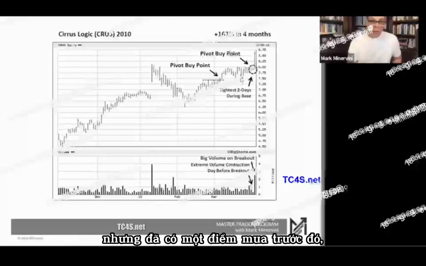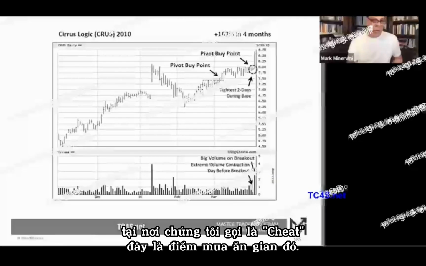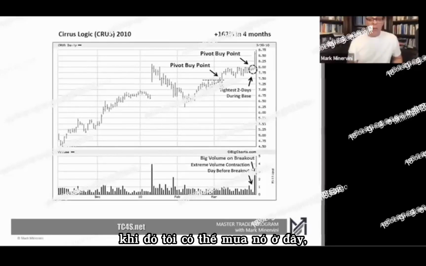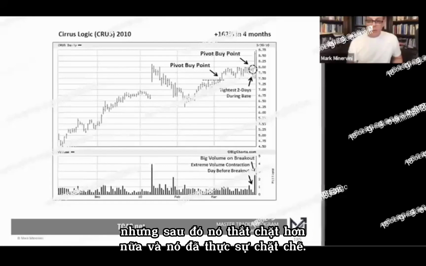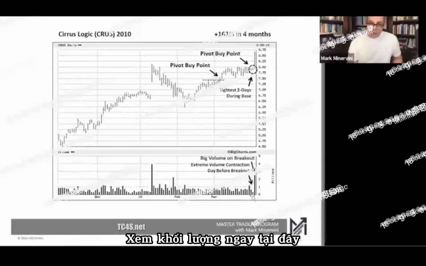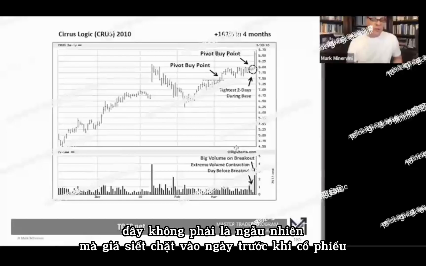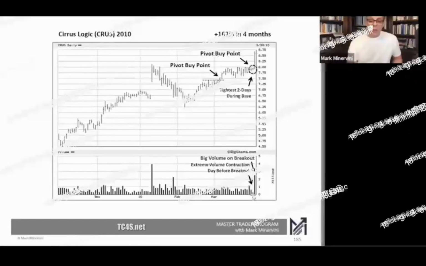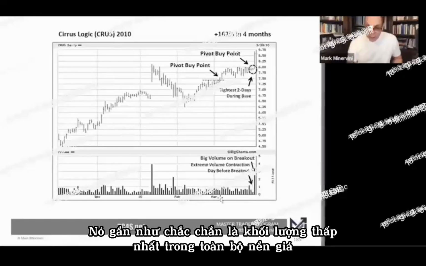But there was a buy point previous where we call the cheat. Right here would be the cheat, where as you complete this bottoming phase, now I could have bought it here. I could have bought some here. But then it tightened up even more and it got really tight. Look how tight these 2 days are and look at the volume. See the volume right here? Again, this is not a coincidence that the day before the stock explodes and then went on, it just took right off too. That's the lowest volume. It is pretty much the lowest volume in the entire base for sure.